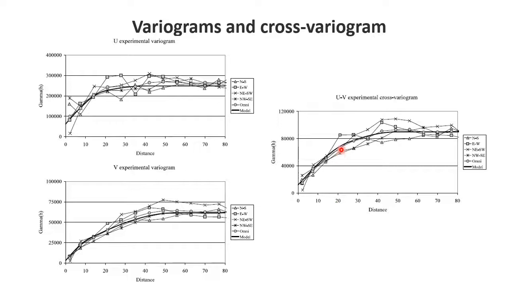What does that really mean? There is spatial correlation between a primary and a secondary variable at a distance of 20. But if you go further and further, then that correlation will start to drop down and become 0.